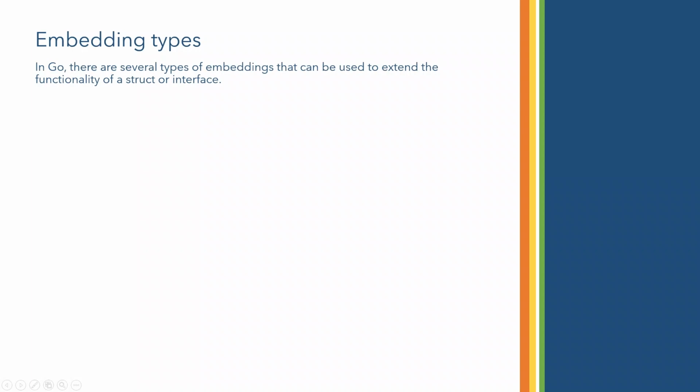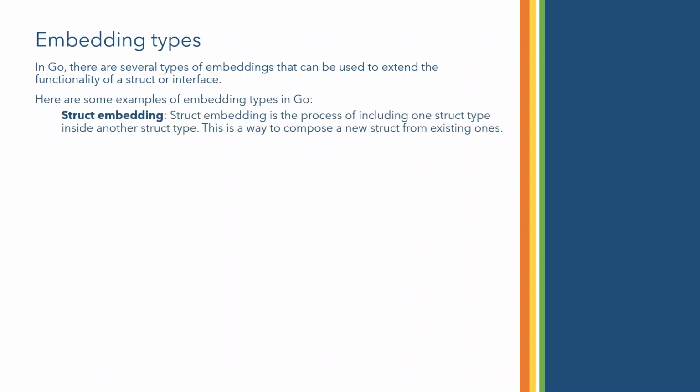In Go, there are several types of embedding that can be used to extend the functionality of a struct or interface. Here are some examples of embedding types in Go. First one is struct embedding. Struct embedding is the process of including one struct type inside another struct type. This is a way to compose a new structure from existing ones.